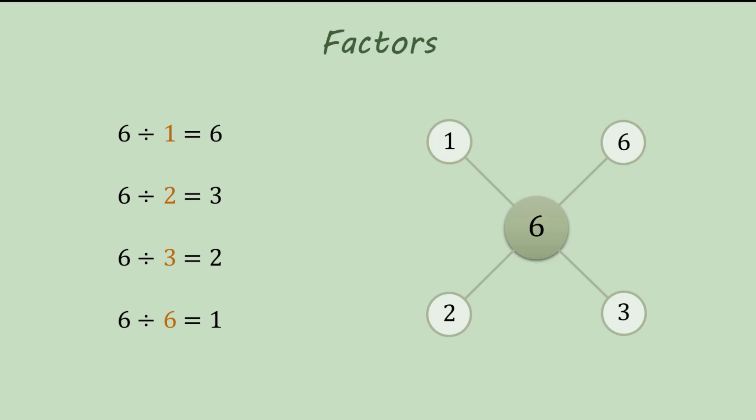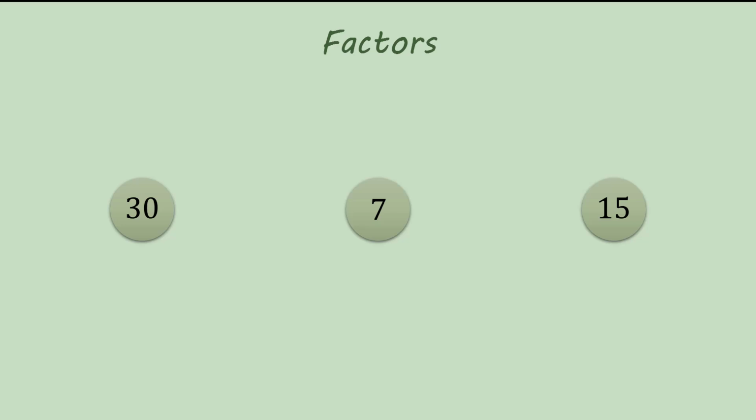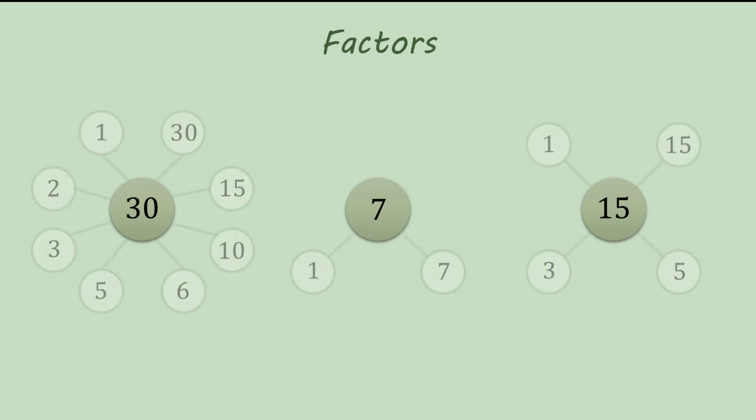Notice that the factors actually come in pairs, because 1 times 6 is 6, 1 and 6 are both factors, and 2 times 3 is 6, so 2 and 3 are both factors. Let's look at some factors of some other numbers. Starting with 12, let's work out the factors in pairs. 1 times 12 is 12, so 1 and 12 are factors. 2 times 6 is 12, so 2 and 6 are factors. And 3 times 4 is 12, so 3 and 4 are factors. We can work out the factors of other numbers in a similar way.